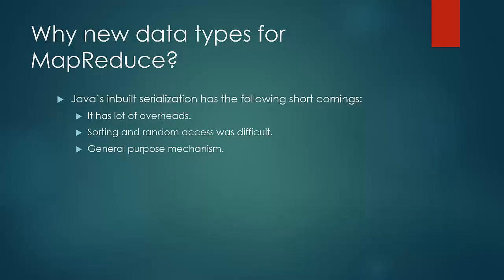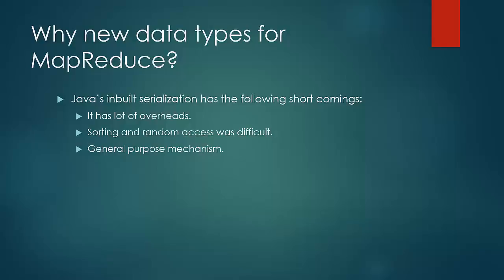First and most importantly, it wasn't compact. It had overheads when the data was serialized. Java serialization would send the metadata, like the class definition, along with the data sent. This considerably increased the serialization size and also increased the processing time.